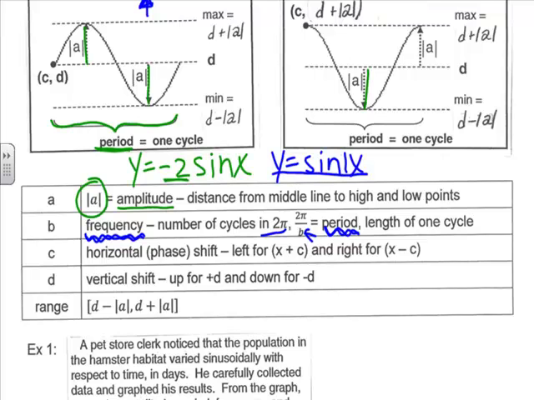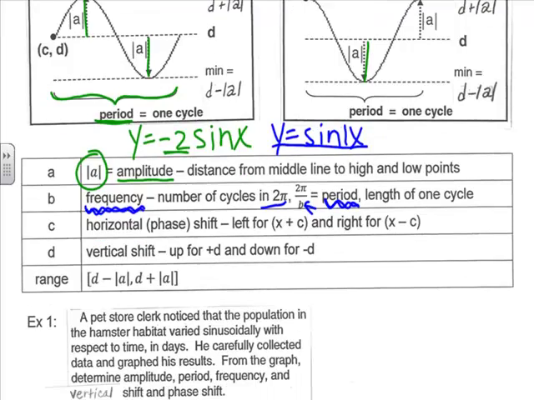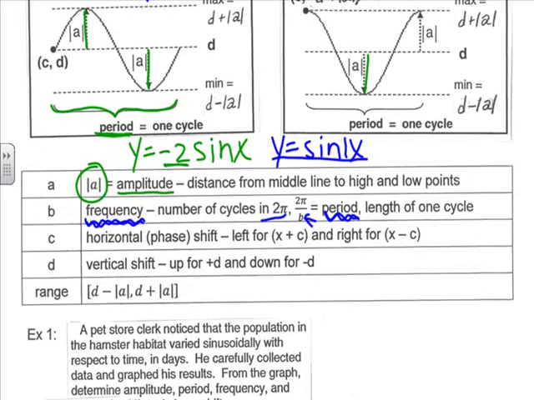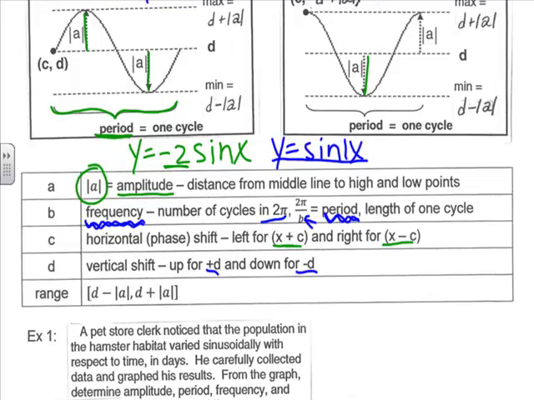We have a period. Okay, horizontal phase shift then is when we do something to the graph that moves it left or right, and it does the opposite of what we would expect. If it's a plus within the parentheses, it goes left. If it's a minus, it goes right. The vertical shift behaves a little better because if it's a plus, it goes up, and if it's a minus, it goes down.